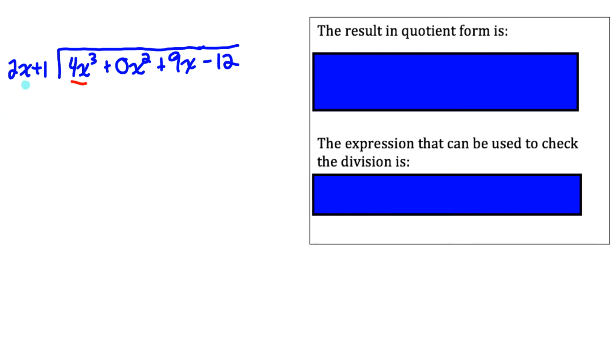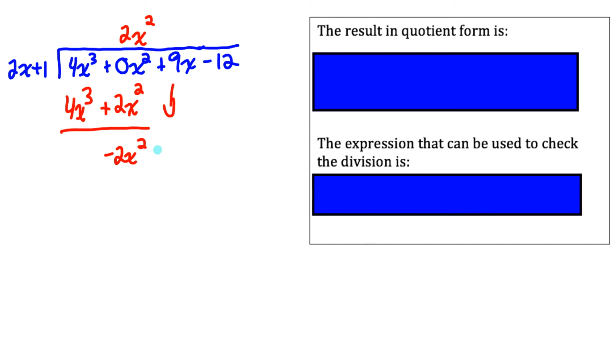First term dividend divided by first term divisor. 4x cubed divided by 2x is 2x squared. Put it above the x squared term. Multiply the 2x squared by 2x plus 1. 2x squared times 2x is 4x cubed. And 2x squared times 1 is 2x squared. So do you see why I had that placeholder there, so that I had somewhere to write it underneath? And so that when I do my subtraction, I'm able to correctly subtract it. The 4x cubeds cancel, and 0x squared minus 2x squared is negative 2x squared.